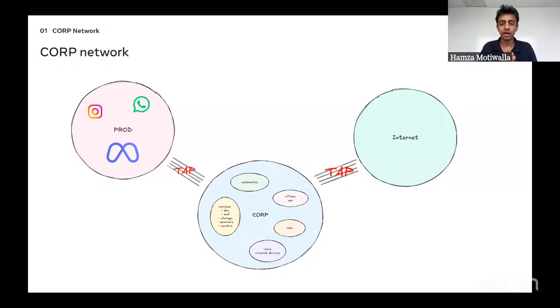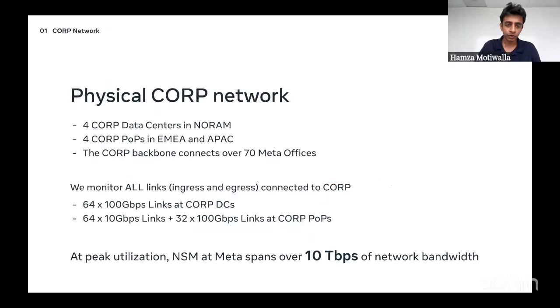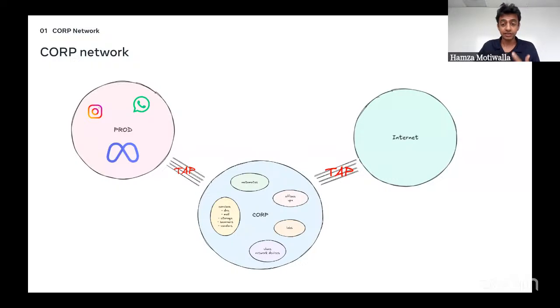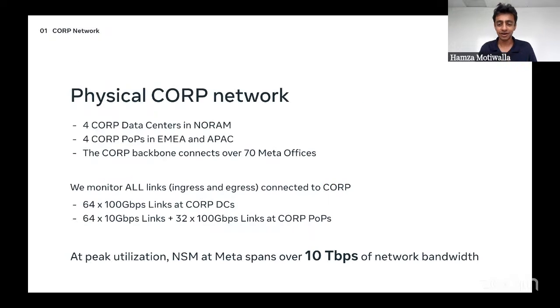So we want network visibility between the boundaries of Corp and all the other networks that it connects to, and that's what we tap. But easier said than done. I can draw three circles on a picture and tap them, but in reality, our physical Corp network is much, much, much bigger, and it takes a whole enterprise network engineering team to keep it alive, to keep it healthy.